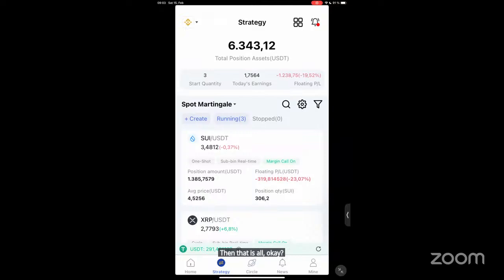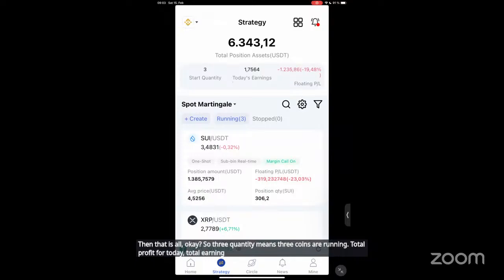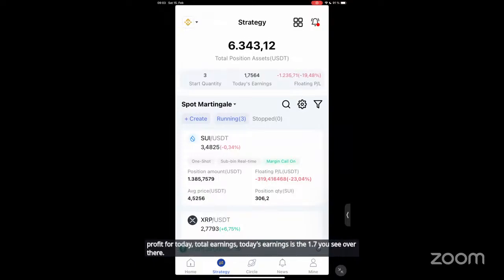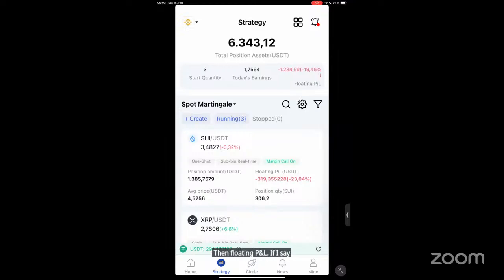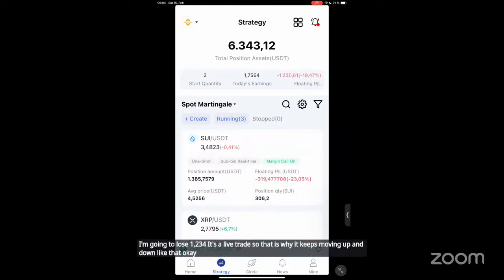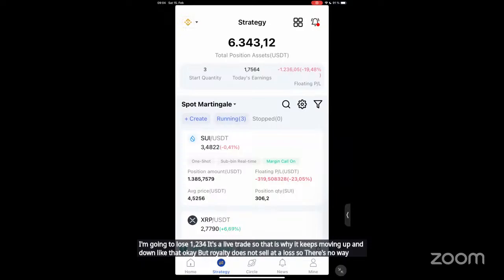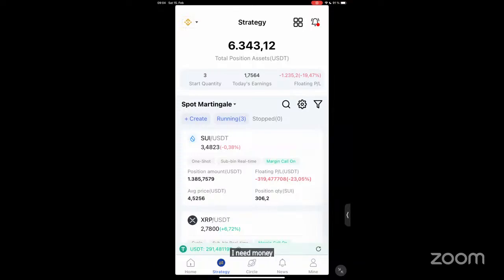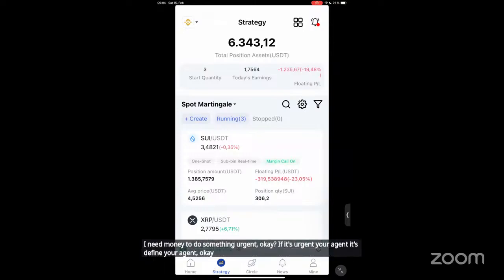Three quantity means three coins are running. Total profit for today, today's earnings, is the 1.7 you see over there. Then floating P&L. If I say I'm no more interested, I want my money, I'm going to lose 1,234, 1,235. It's a live trade, so that is why it keeps moving up and down like that. But Royalq does not sell at a loss. So there is no way I'll issue the command to sell at a loss, all in the name of needing money for something urgent. But if it's urgent, it's your agent, you define your agent. You can do whatever you want.